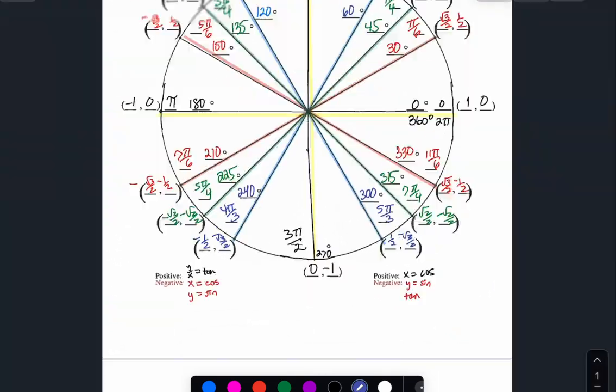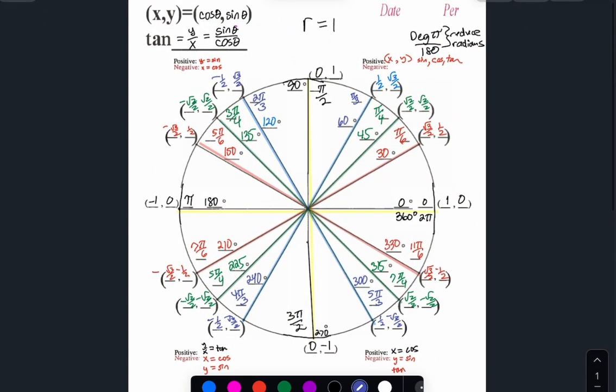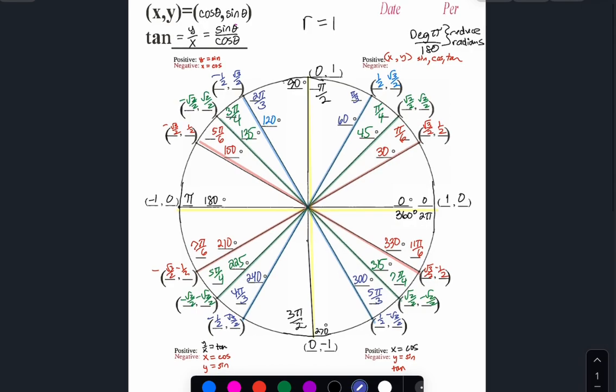So remember, the x value on the unit circle gives you the cosine. The y value on the unit circle gives you the sine of that location. If you want the tangent, do y over x. Once you know the 3 originals, just flip them upside down, use the reciprocal, and then you have the secant, cosecant, and cotangent.